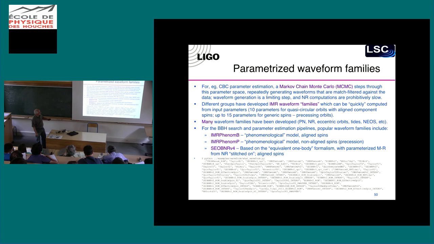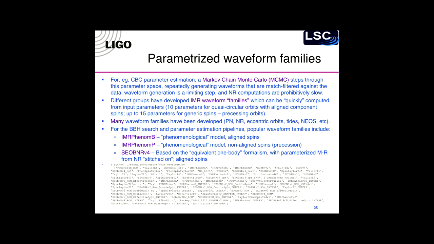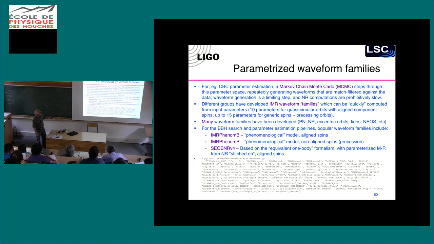Okay, so we have a bunch of these. Different groups have developed inspiral-merger-ringdown waveform families that can be quickly computed from input parameters. If you're including spin, it's 10 parameters for quasi-circular orbits with aligned spin and up to 15 with generic spin. And many of these have been produced. You'll hear the names: IMRPhenom B, IMRPhenom P. The P is for precessing with non-aligned spins, SEOBNR v4 and v3, and so on. This is very, very slow.